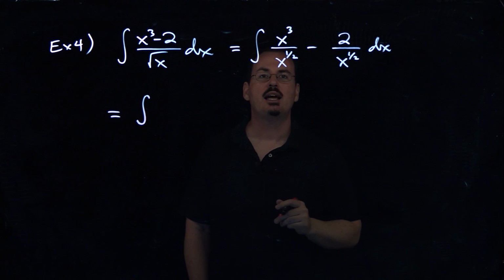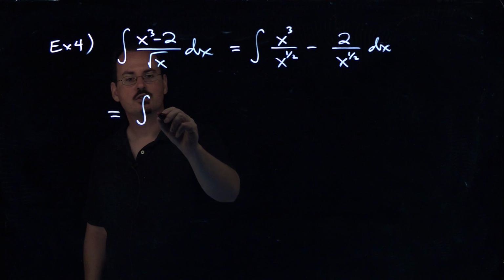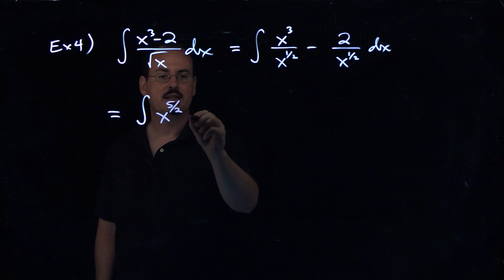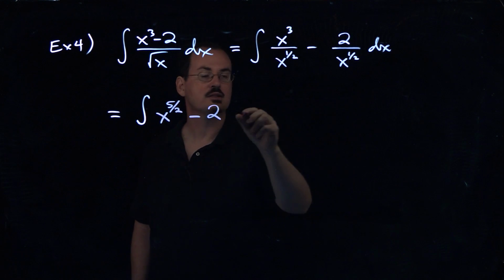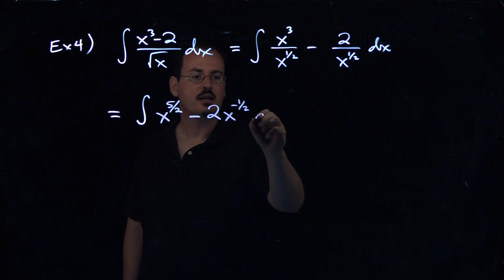So 3 minus 1/2, you can write that as 6 over 2 minus 1 over 2, so that's 5 over 2. So I'll get x to the 5/2 power, and then minus, since there's only a constant in the numerator, and this is x to the 1/2. Since it's in the denominator, I'm going to write it as x to the minus 1/2.